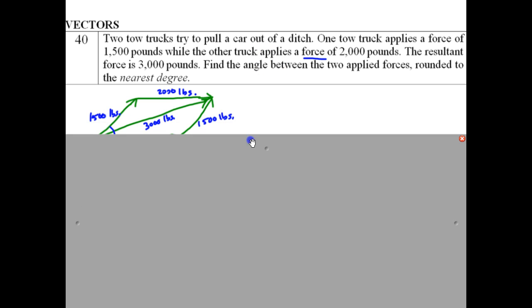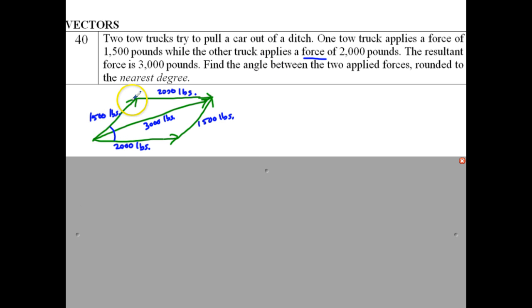Okay, so hopefully you've got something like this. You've got a parallelogram, 1,500 pound force, 2,000 pound force, and the resultant drawn in on the diagonal, which is a 3,000 pound force. Next, the angle here in blue is the one we're trying to find, the angle between the two applied forces.